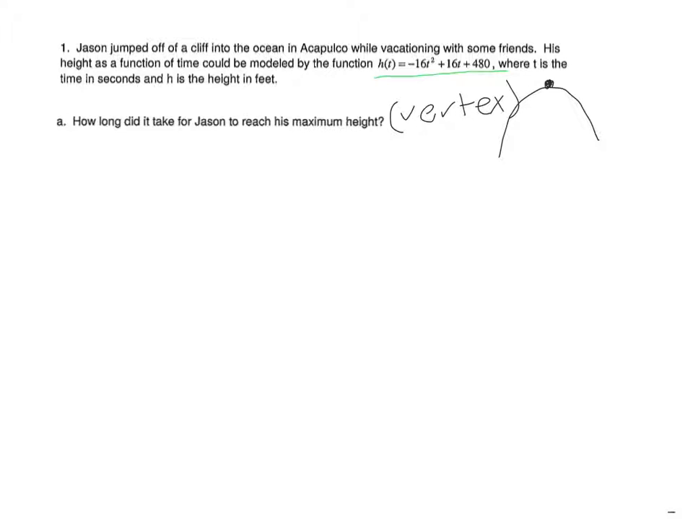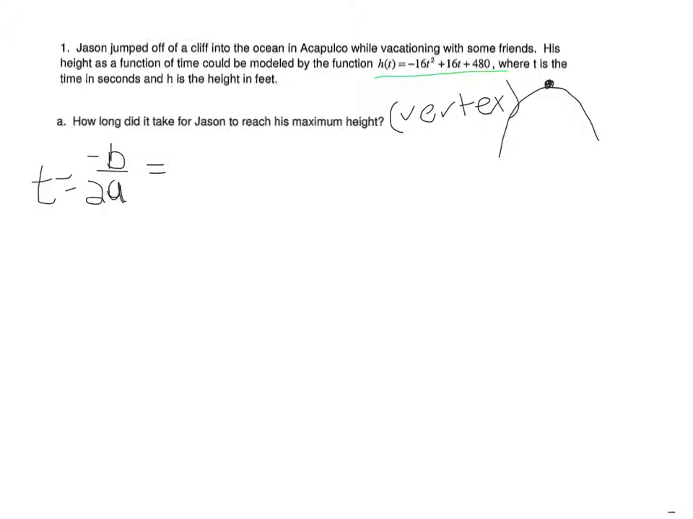And so in order to find that, we have to remember back to when we first started talking about quadratics, and it said that the time, or usually what we call our x value, but here it's our t, of that vertex is going to be negative b over 2a. All right, so I need to use that equation to find what my time is for my maximum height. So to do that, I need to identify my b. My b value here is a 16.